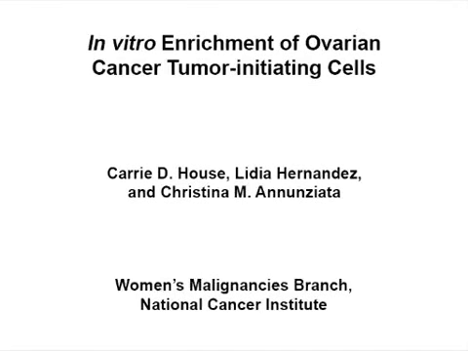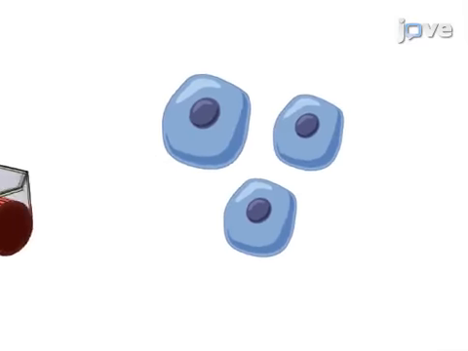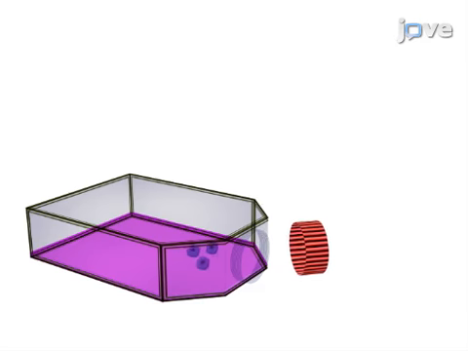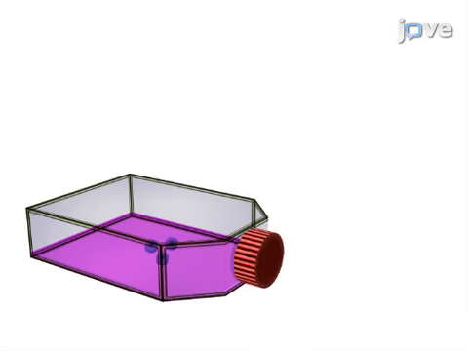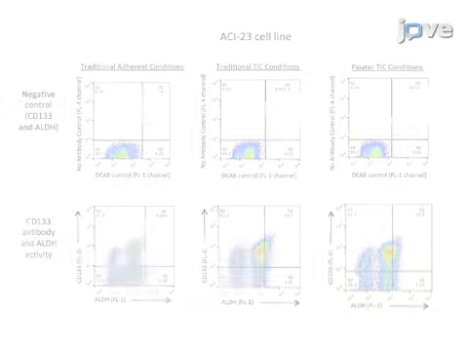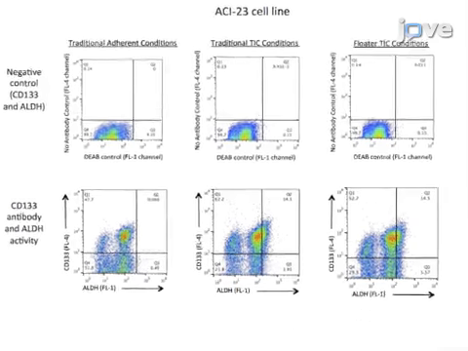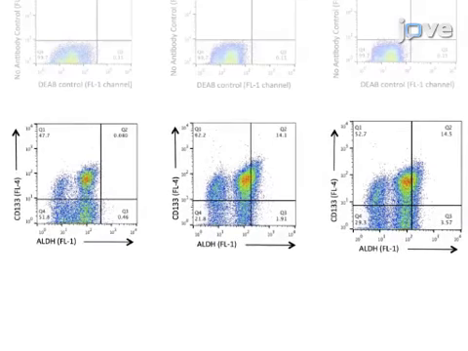The overall goal of the following experiment is to identify culture conditions that best enrich for ovarian cancer tumor-initiating cells. This is achieved by first transferring the cells of interest to low-attachment flasks in serum-free stem cell media containing growth factors. As a second step, flow cytometry is performed to assess the CD133 expression and ALDH activity of the cells.